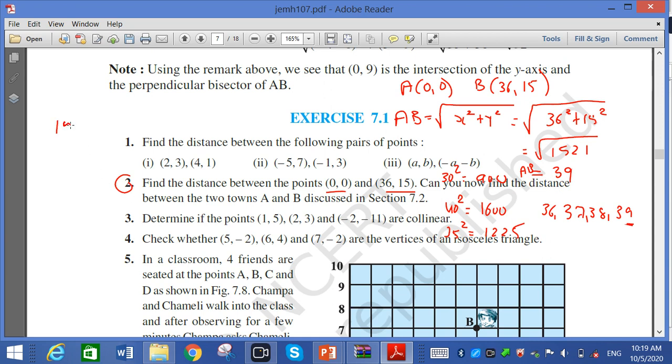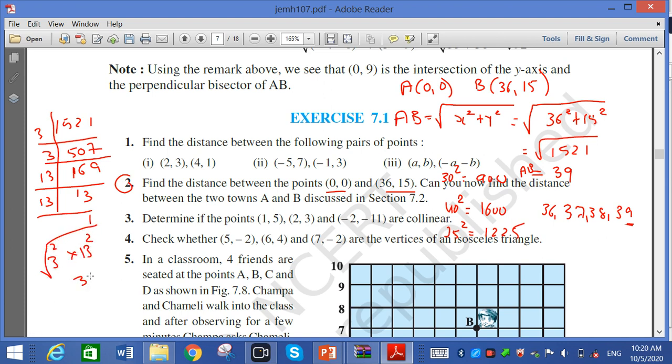Or you can do it by prime factorization method. We can divide by 3, then again by 3, and it is a square of 13. So both ways we can complete this. So 3 square and 13 square under root, we get 3 into 13. The answer is 39. Both ways we get the correct answer.